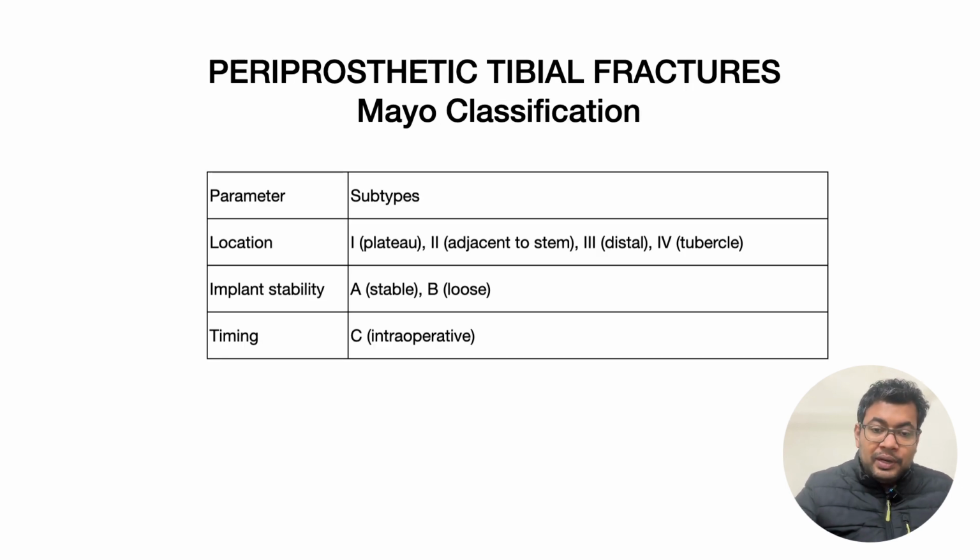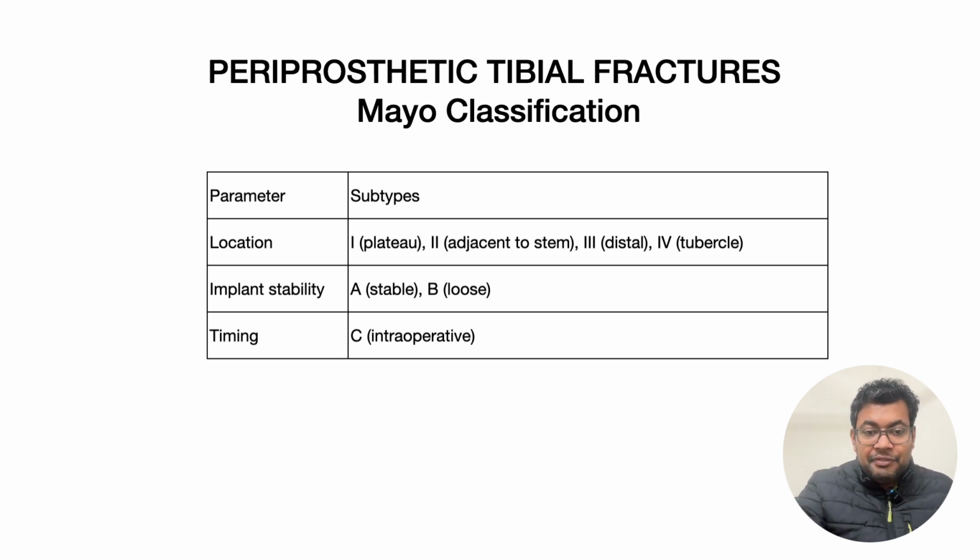So now let's go on to the tibia. For periprosthetic tibial fractures, we use the Mayo classification and it has 3 parameters. Number 1 is location, number 2 is implant stability, and then the timing of the fracture. Based on the location, it has 4 types. Type 1 is a tibial plateau fracture.